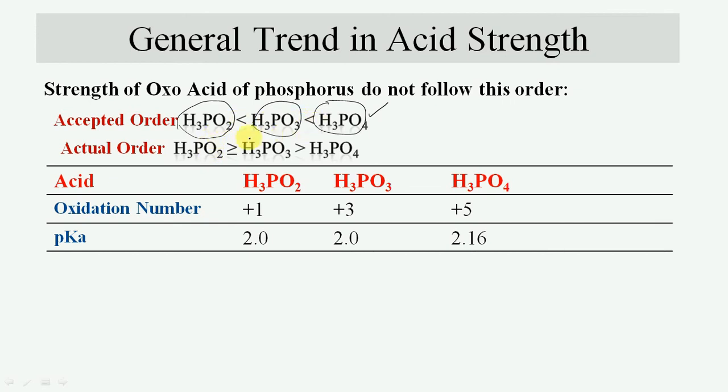Instead of this acid, if we consider the oxidation state alone, then the maximum acidity should be shown by this one. What is the actual order? It is the reverse of what is expected on the basis of oxidation state.